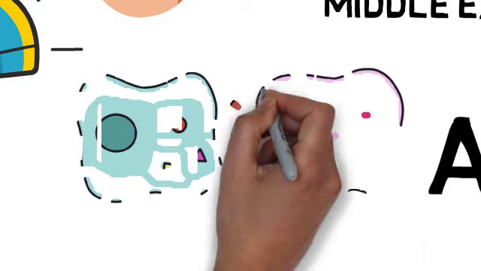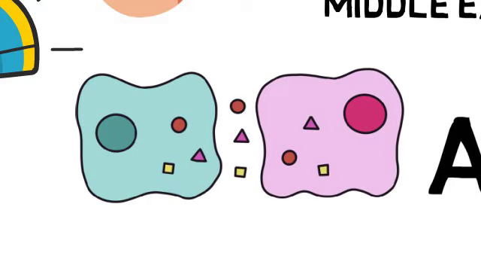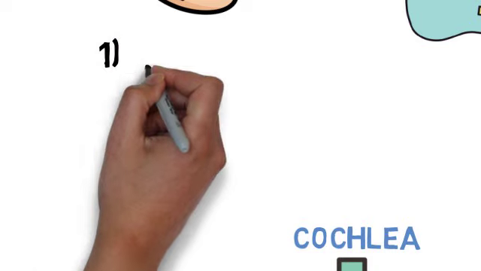These hair cells are the key players in converting sound vibrations into electrical signals. When the fluid in the cochlea moves, it bends the hair cells, generating electrical impulses that are sent to the brain via the auditory nerve. The journey of sound doesn't end at the cochlea.